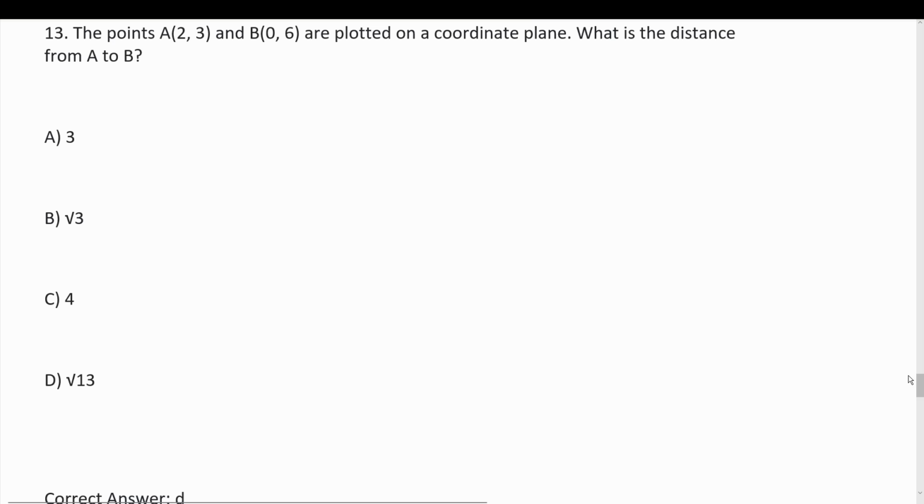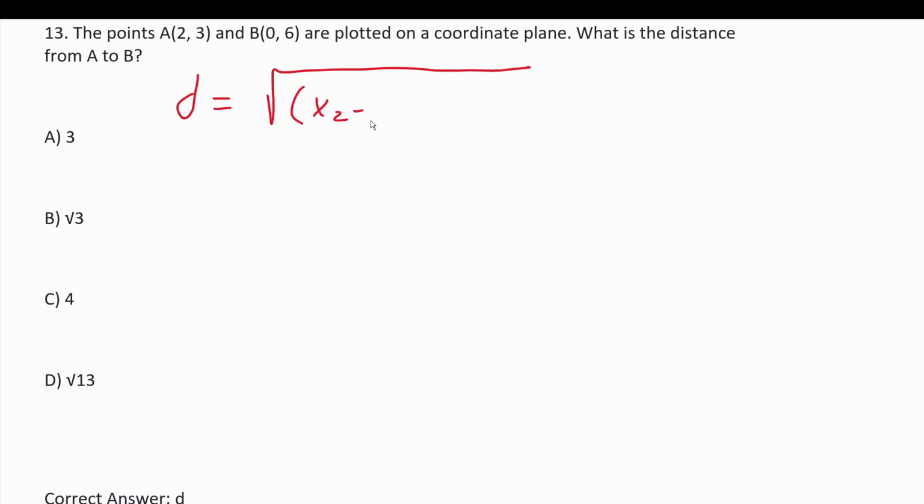All right, number 13 says the points A (2, 3) and B (0, 6) are plotted on a coordinate plane. What is the distance from A to B? So for this one, we have to know the distance formula, which is given by this formula: the square root of (x2 minus x1) squared plus (y2 minus y1) squared.